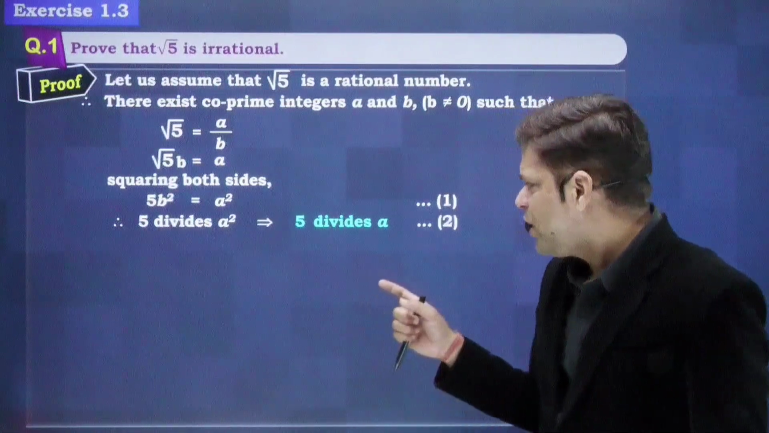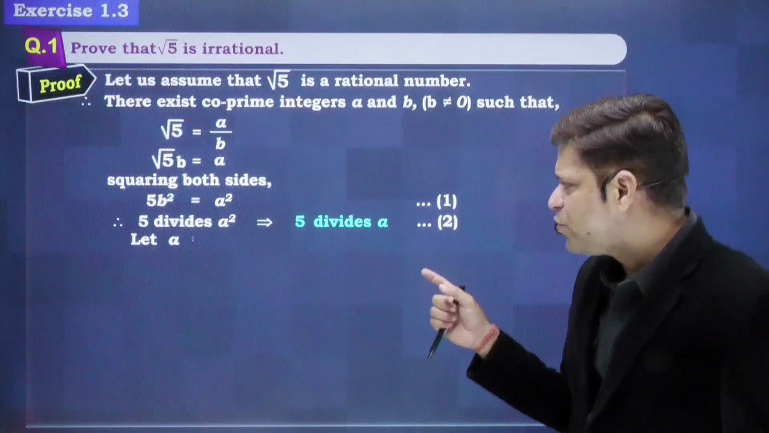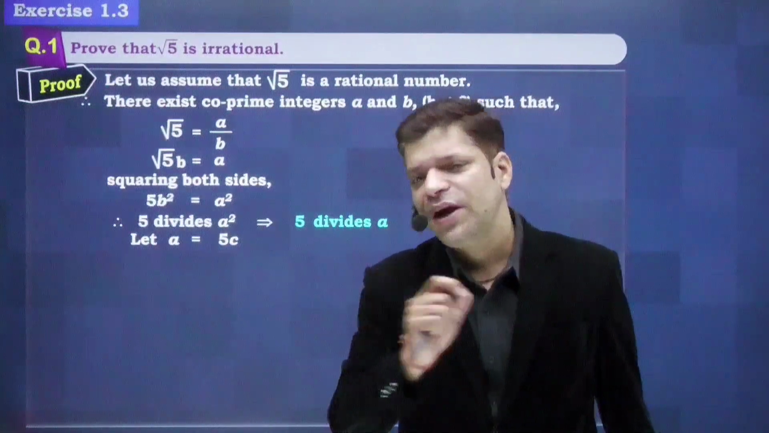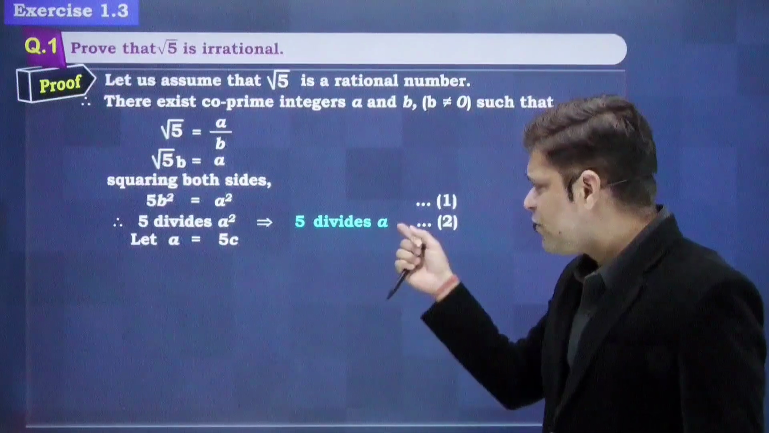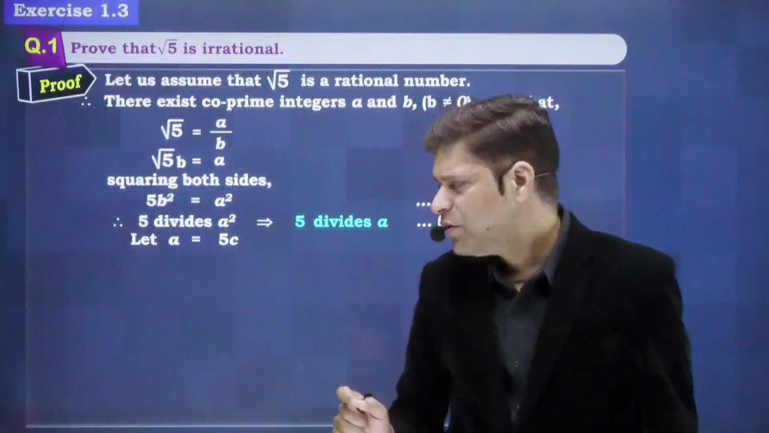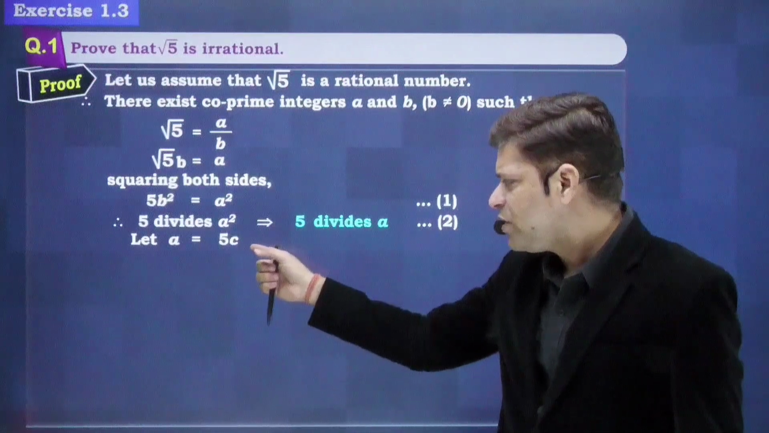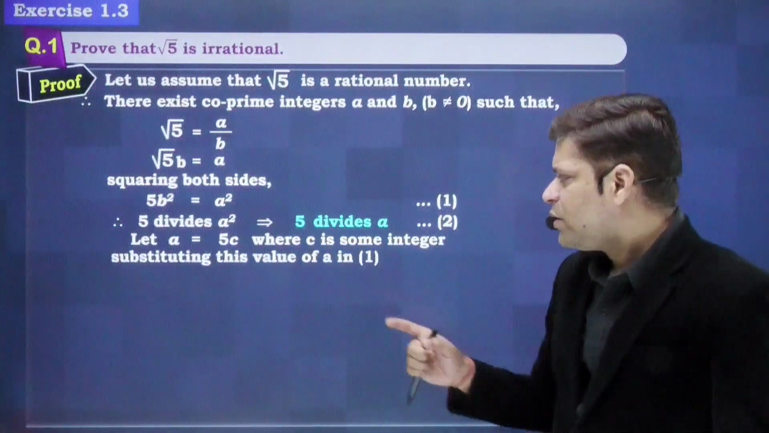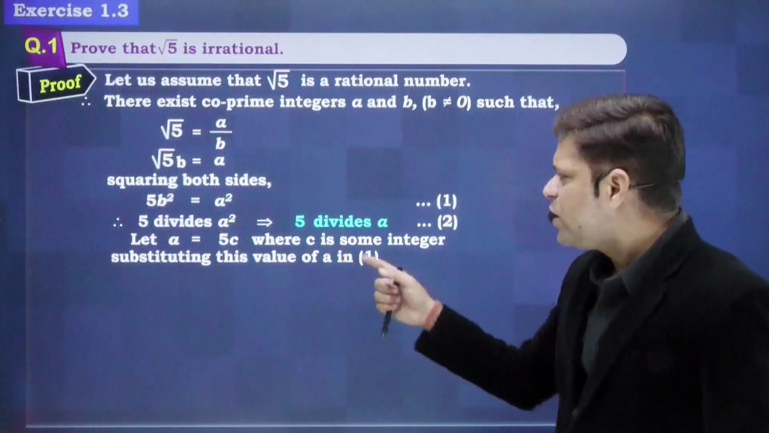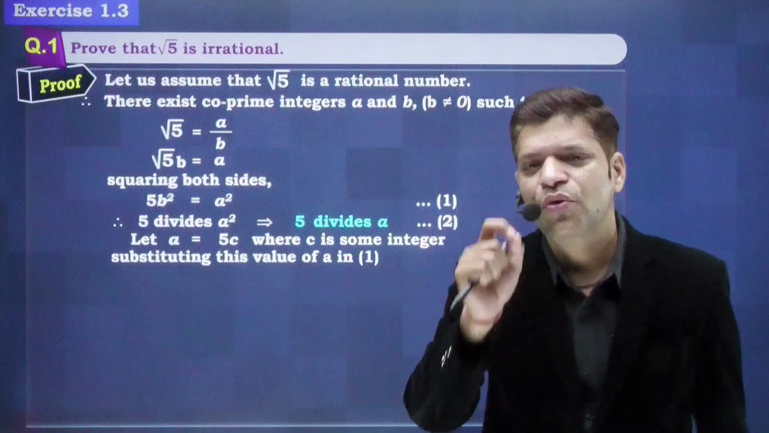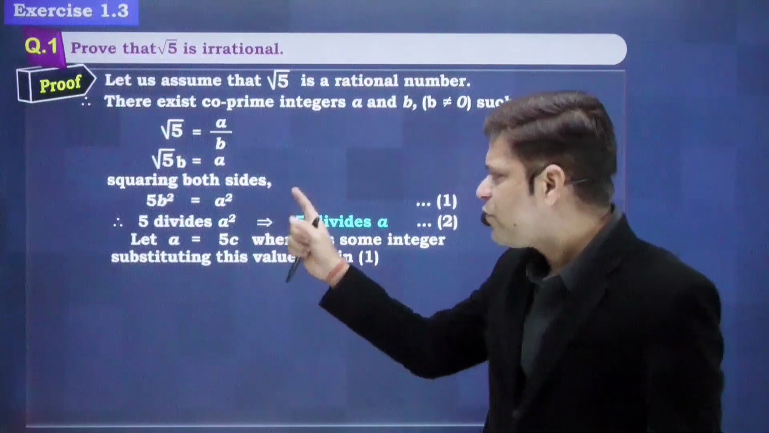When 5 divides a, this is equation number 2, then a can be written as a multiple of 5, because 5 divides a. So we write a equals 5c, where c is another integer, right? Now substituting this value in equation number 1, we put a equal to 5c.